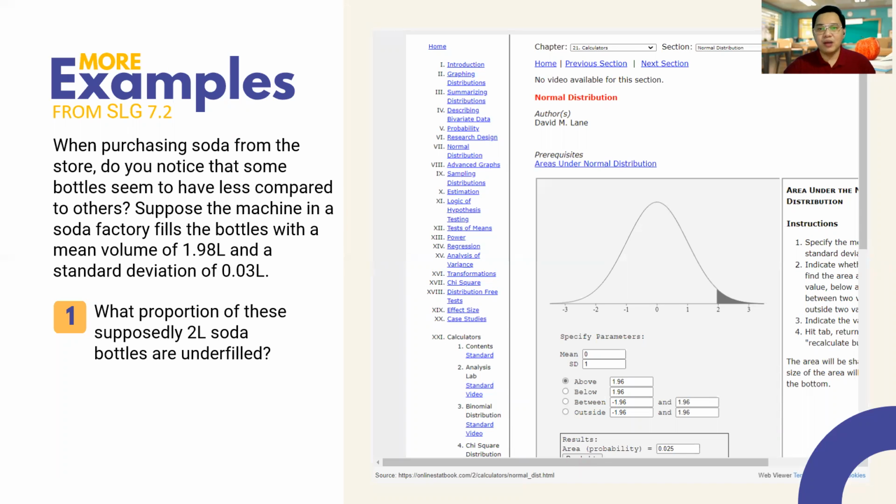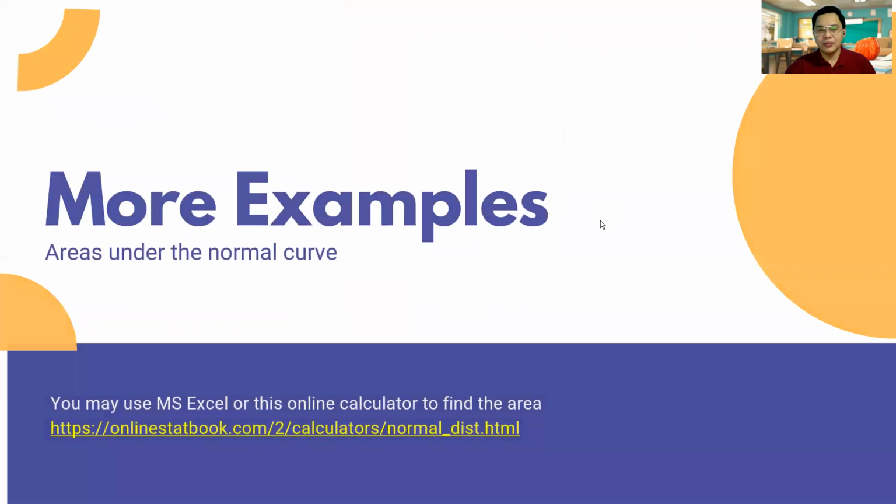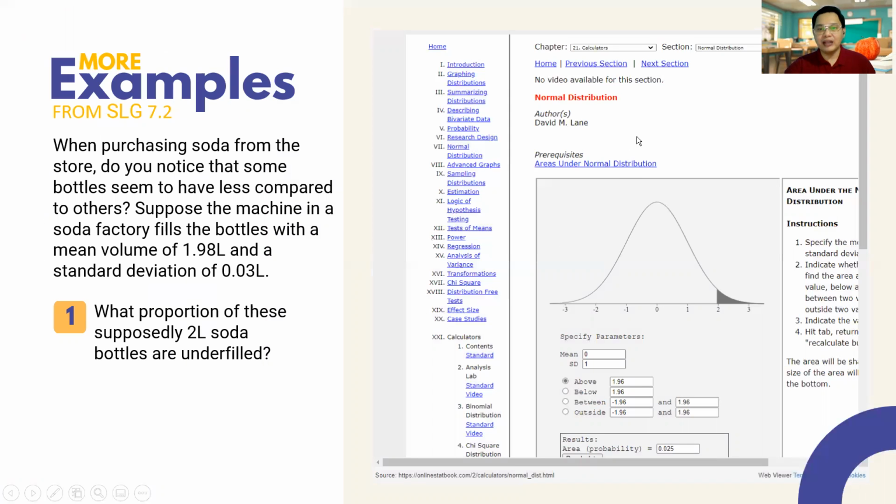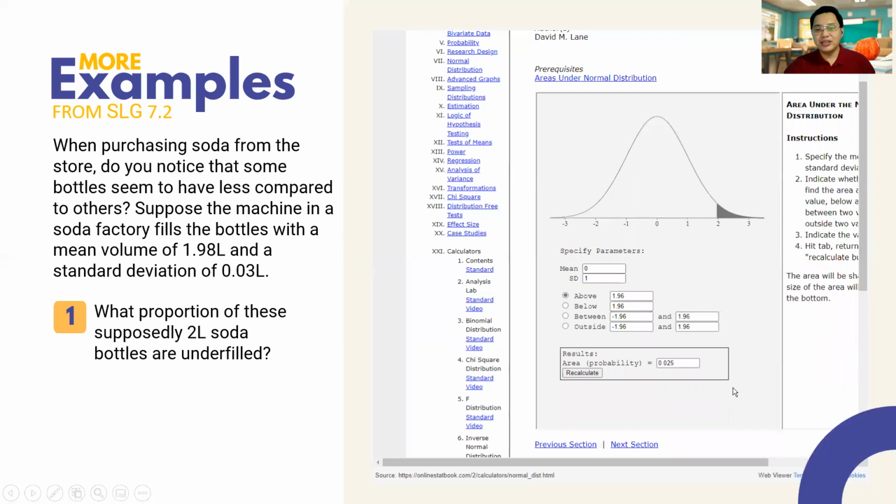All right. So the app that we're going to use here is prepared by David Lane, and you should be able to find the direct link to this online application via the description box. However, if you want to enter the link manually, this is the link, and you should be able to see it here at the bottom of the page. So let's work with this example over here.